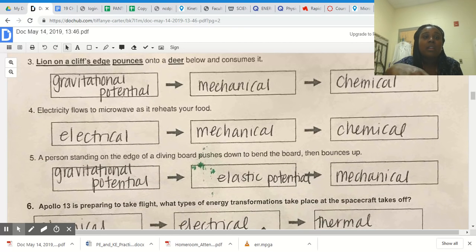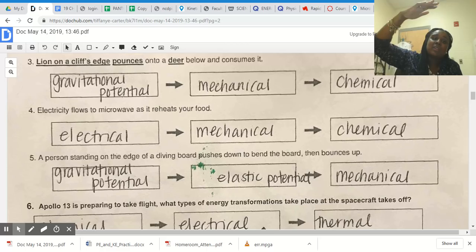Number 3, lion on a cliff's edge. So if he's on a cliff or they are on a cliff's edge, then they're storing potential energy. It doesn't say they're running on the edge of a cliff, which probably wouldn't be smart. But anyways, so they're storing gravitational potential energy. So gravity's pulling them down, but because of their distance away from the Earth's surface, they're storing potential energy because of height. So their potential energy, as it pounces, is going to become mechanical energy. So potential energy is going to transfer to kinetic.